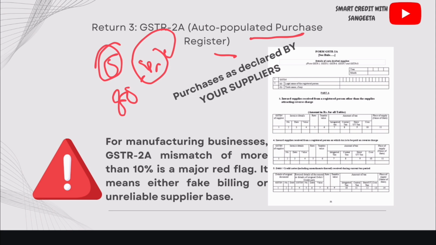Now, for manufacturing businesses, a GSTR2A mismatch of more than say 10% is a major red flag. It either means fake billing or maybe an unreliable supplier base. And when you see this, it is completely a red flag, right?